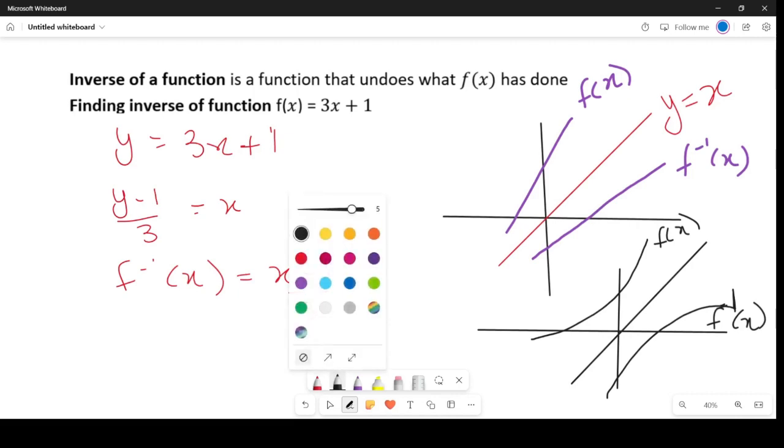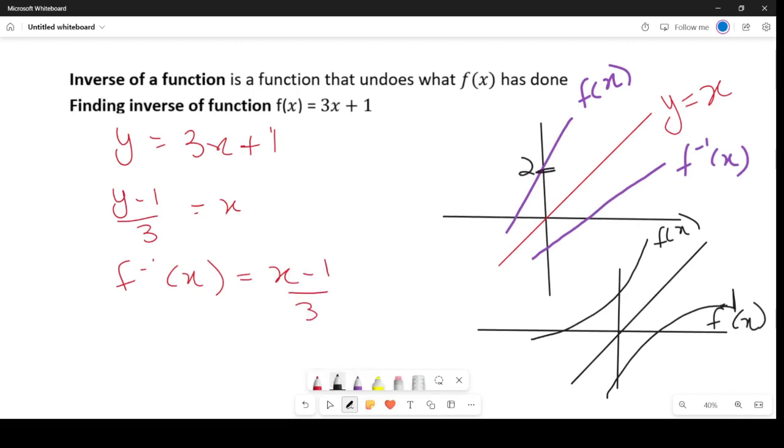अगर यहाँ पे आपके पास 2 है तो यहाँ पे भी 2 आ जाएगा. अगर यहाँ पे let's say -5 है तो यहाँ पे भी -5 आ जाएगा. This is, let's say, 8, then this will be 8. If this is -4, then this will be -4. x की वैल्यू y पे रिफ्लेक्ट हो जाती है, y की वैल्यू x पे रिफ्लेक्ट हो जाती है.